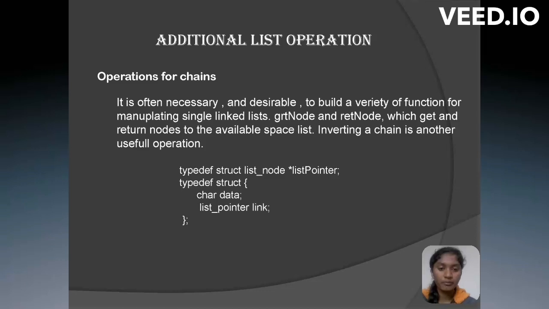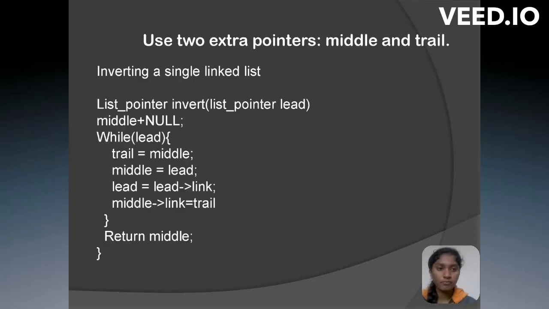typedef struct node, list operation, typedef struct, open parenthesis, char data, list pointer link, close parenthesis. Next we see the use of two extra pointers, middle and trail, for inverting a singly linked list. This is the program to invert a singly linked list.